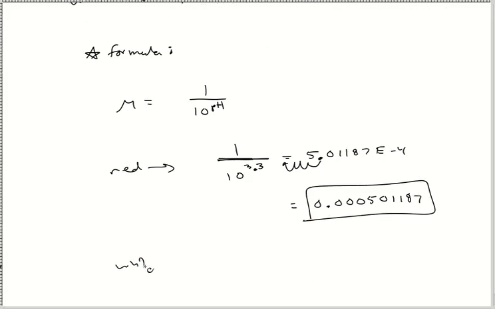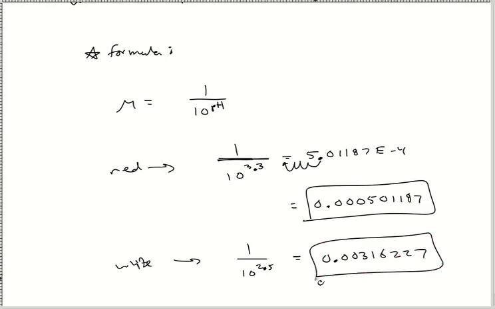For the white, very similar. We got 1 over 10 to the power of 2.5. And so when I do this in the calculator, it comes out with a nicer decimal, 0.0316227 just straight up. There you go. So watch out for the scientific notation a little bit as well.